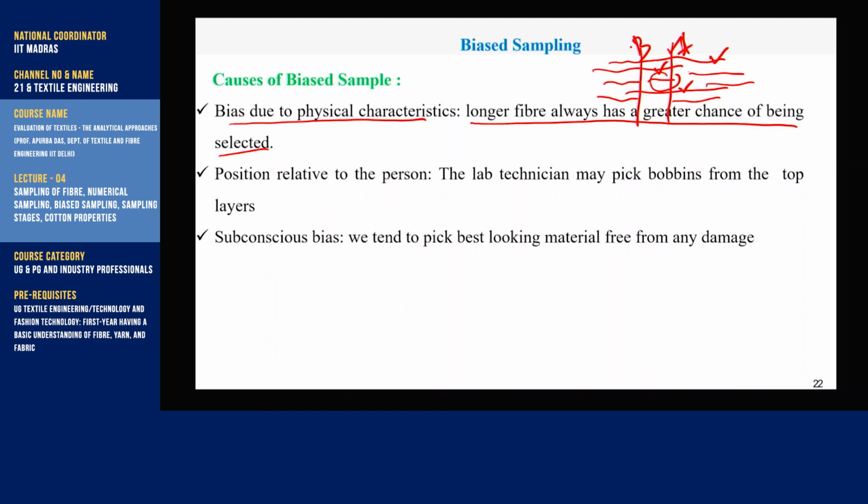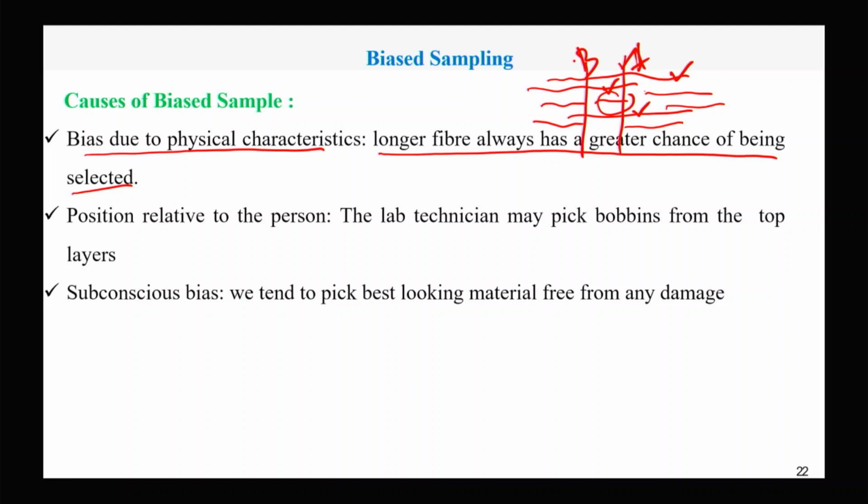Subconscious biasness. Like, I am going to the shop floor, there is some damaged fabric, or there is a fresh fabric, and I want to take the fabric specimen. Some damaged or dirty fabrics are there, dirty cones are there. I will not take that one. That's my subconscious mind. I will try to take the fresh one or some good looking one. This is actually generating the biasness.